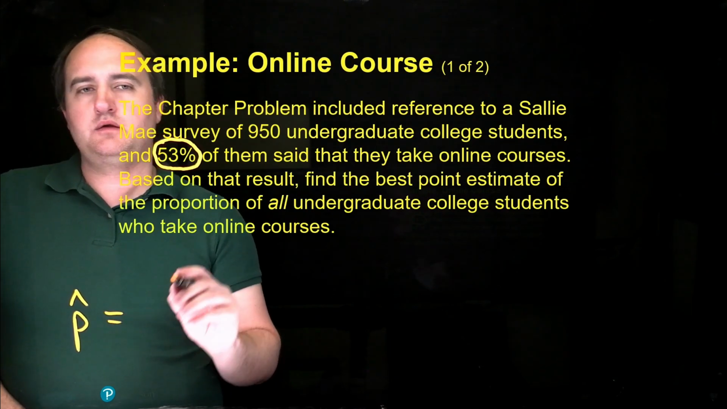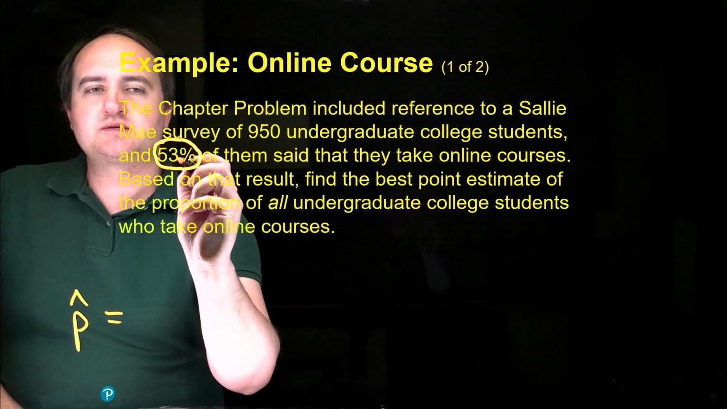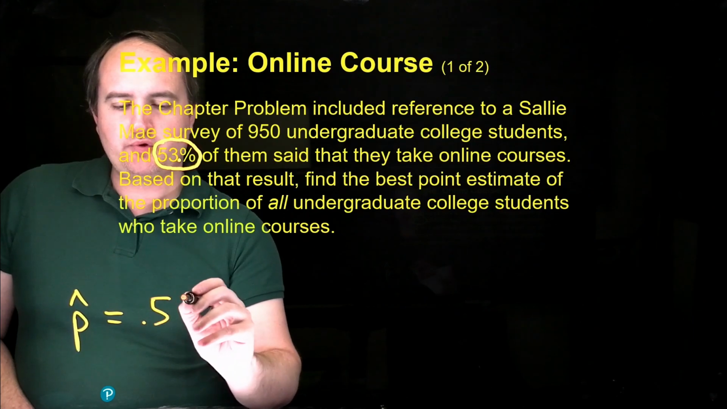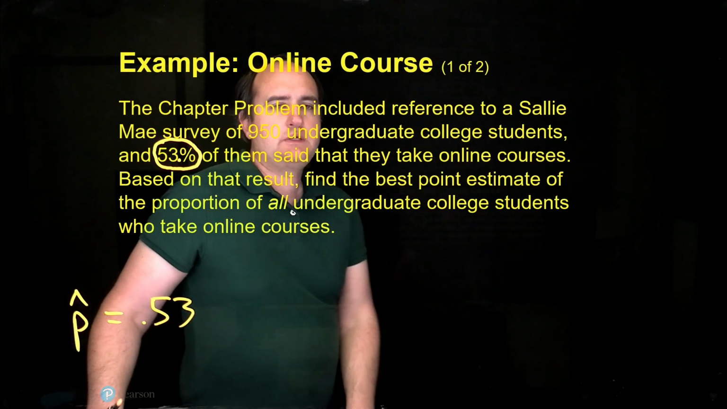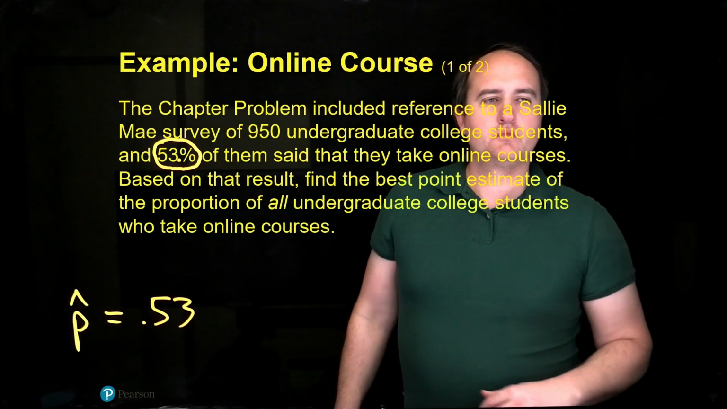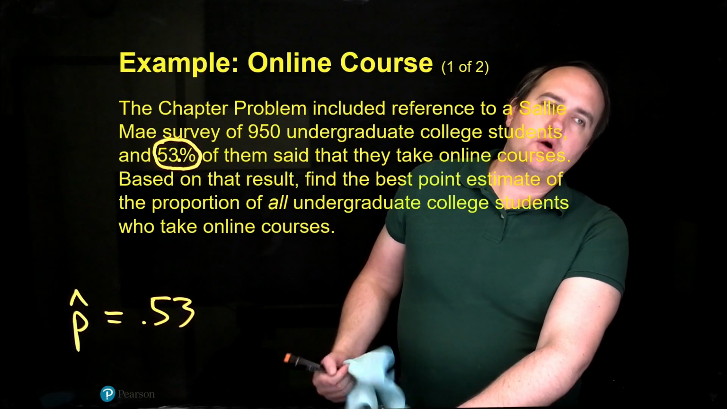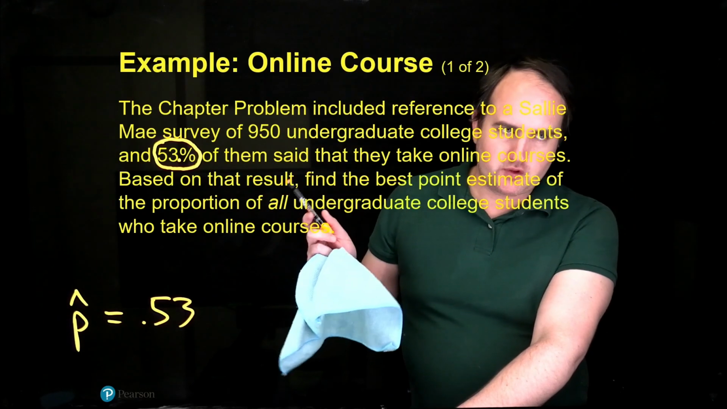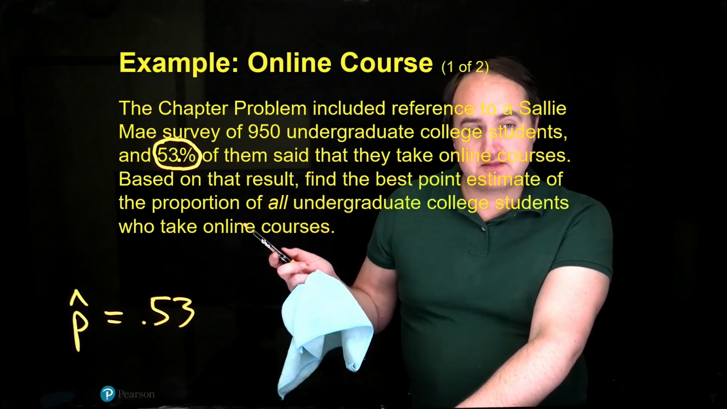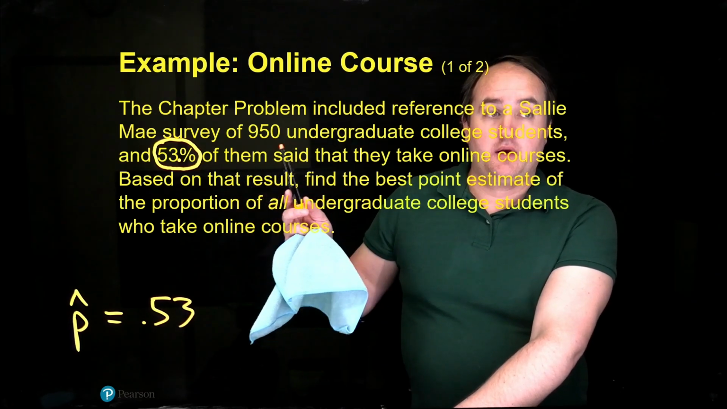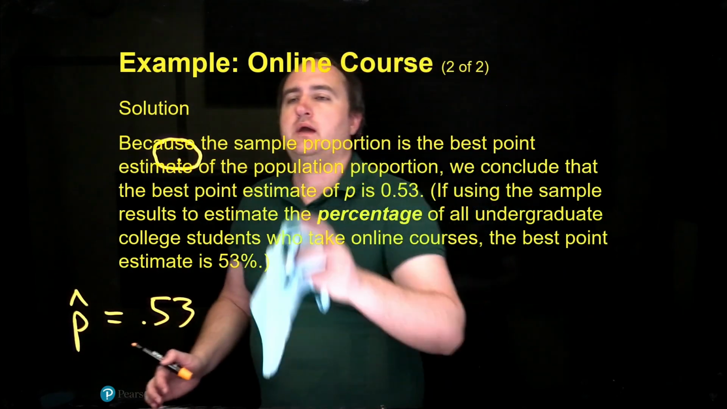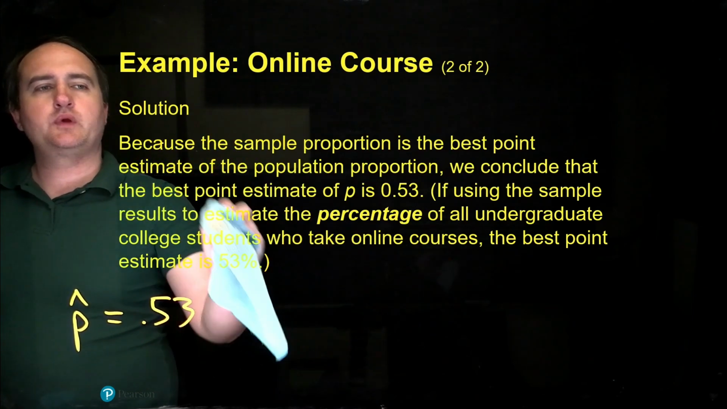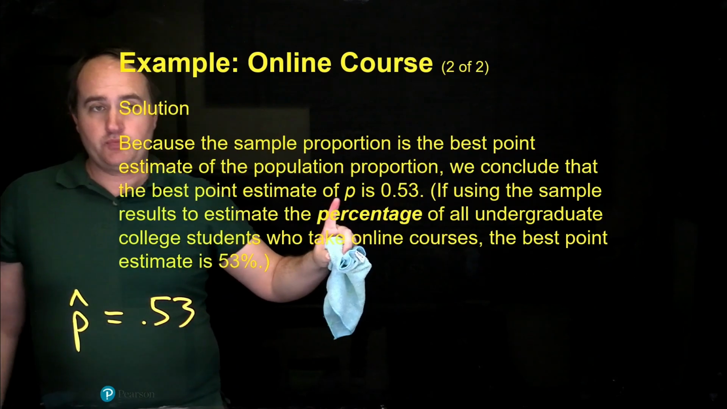But anyway, here p hat is just going to be, remember that the decimal starts right there, and then we move it 2 places to the left. So p hat is going to be 0.53. So that's not too incredibly difficult. And then for your homework, if they don't give you a percentage and they don't give you p hat, just use the formula x over n. Remember that x will be the number of successes, and then n would be the total number of data values in the sample. Okay, so here, because the sample proportion is the best point estimate, we conclude that the best point estimate of p is 0.53.